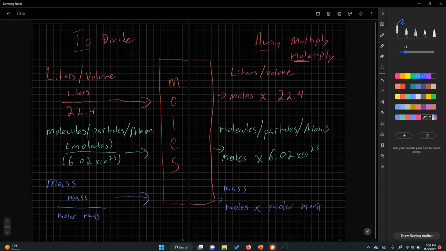Hey, Mr. C's back, and I want to talk a little bit more about this mole chart, but specifically with the case of a two-step conversion.